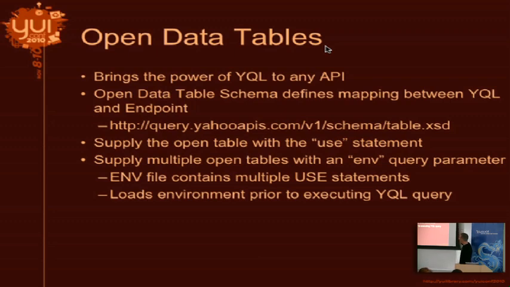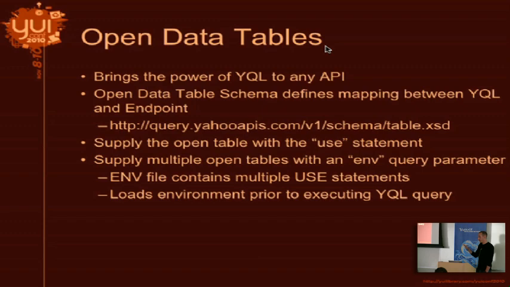YQL open tables brings the power of YQL to any API. It does this through a schema element, or a schema document. The schema document is basically the binding between any API that's out there and the specifics on what YQL needs to do to call that, and allows you to bind a YQL query to the actual API. So very powerful. And just a little technical detail, you include your YQL open table with a use element or an end element. We'll get to that in a second.